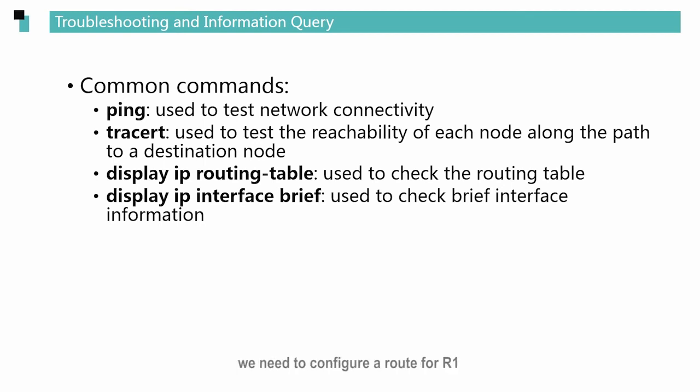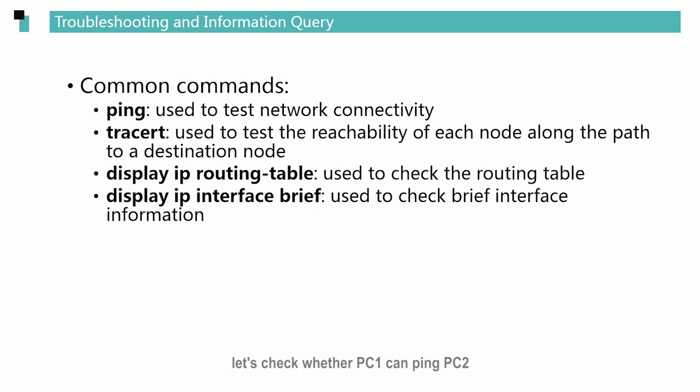Therefore, we need to configure a route for R1, with R2 as the next hop, and another route for R2, with R3 as the next hop. As we have mentioned, communication is bidirectional and requires round-trip routes. R3 and R2 lack a route to PC1. We therefore also need to configure a route for R3, with R2 as the next hop, and another route for R2, with R1 as the next hop.